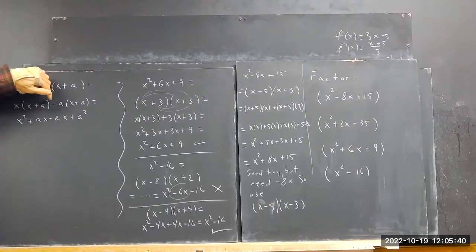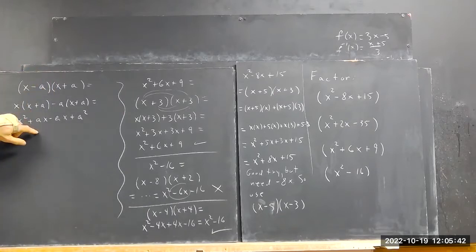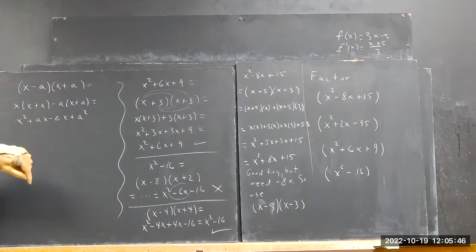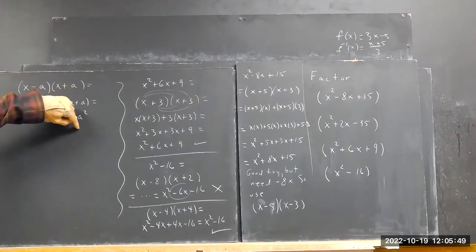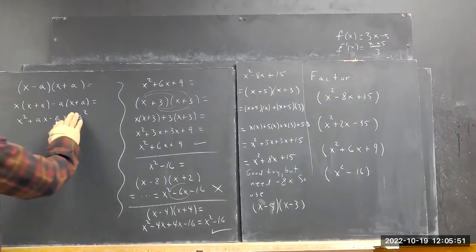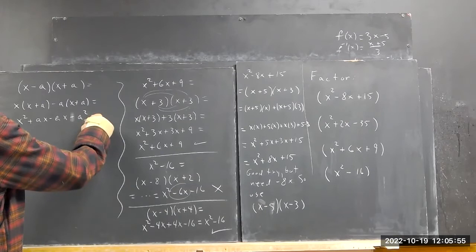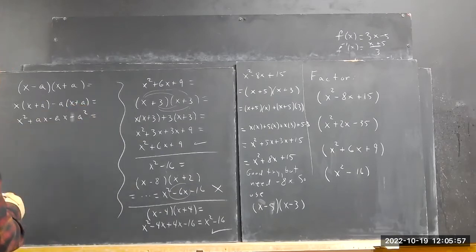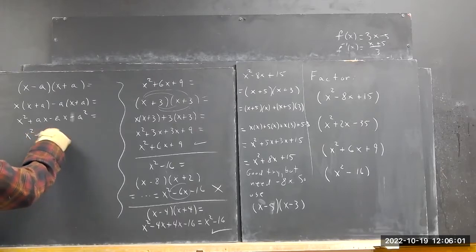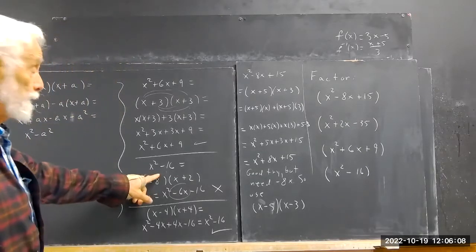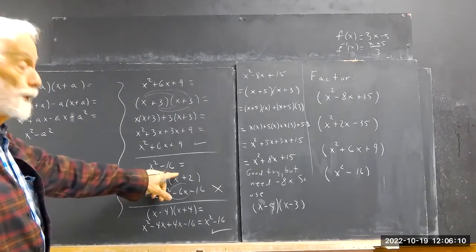Okay, so x times a gives you ax, negative a times x gives you negative ax. And a times a is a squared, right? And plus a squared is minus a squared. Minus a times a. Okay. That's just x squared minus a squared. That means anytime you see something like this, where it's a difference of two squares.